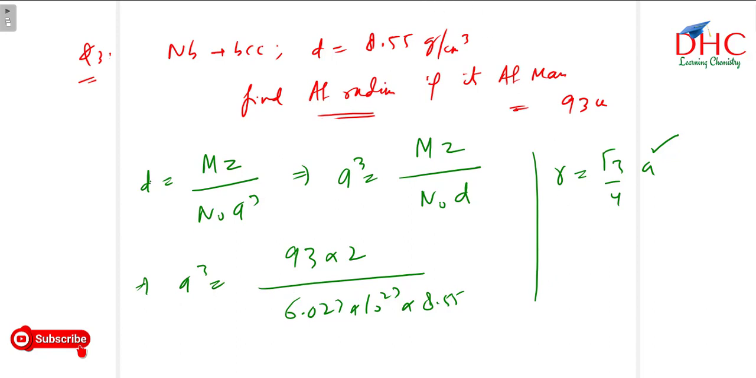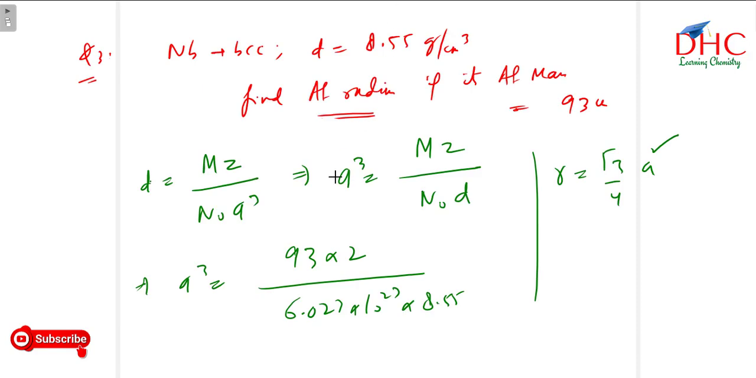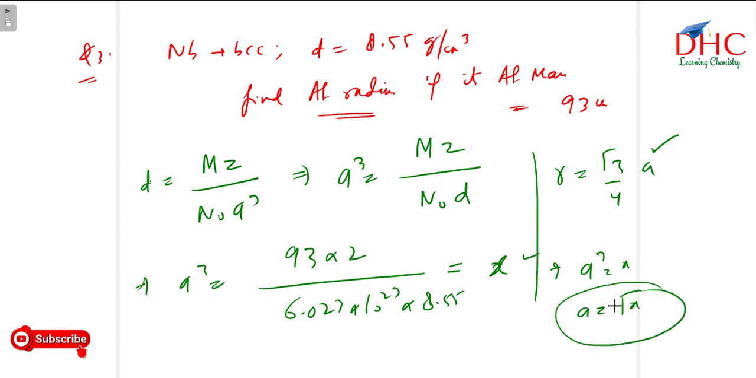ये जब आप सॉल्व करेंगे और उसका क्यूब रूट निकालेंगे तो you will find the value of A cube. Once you find the value of a, you will find the value of a. Suppose it comes out to be x. So once you put the value here, this implies a cube will be equal to x. So a will be equal to cube root of x.